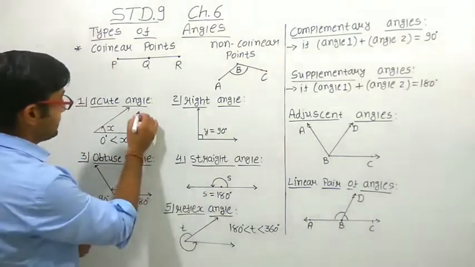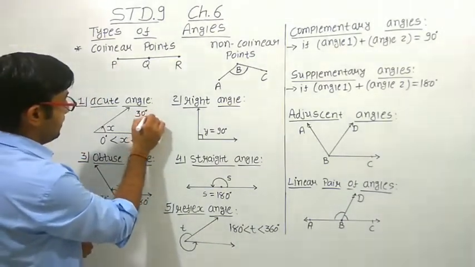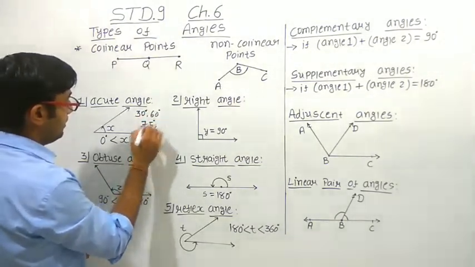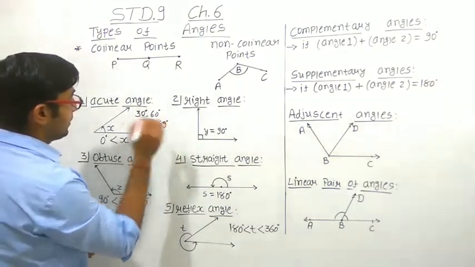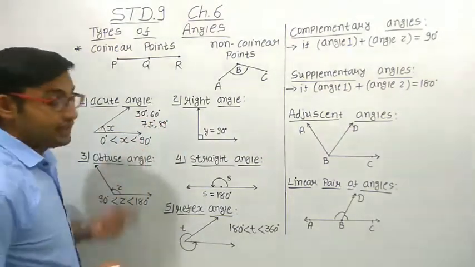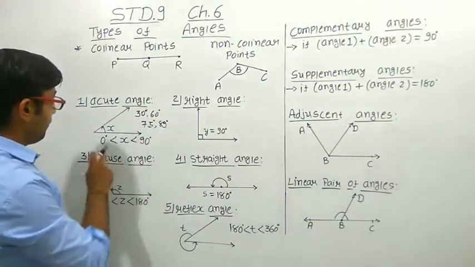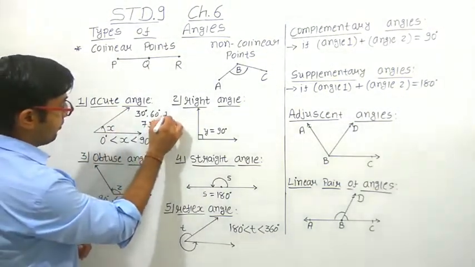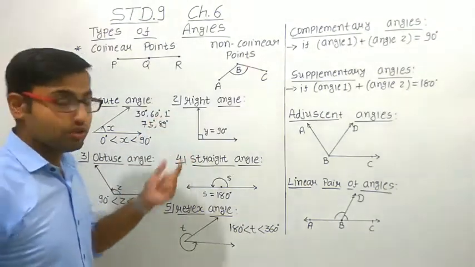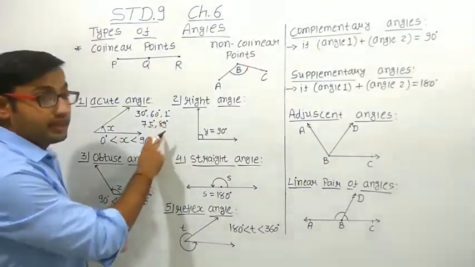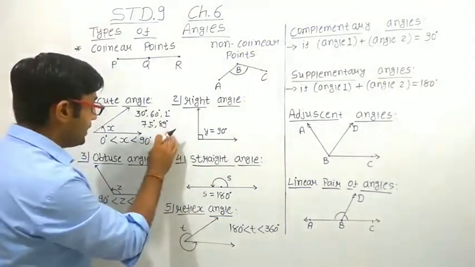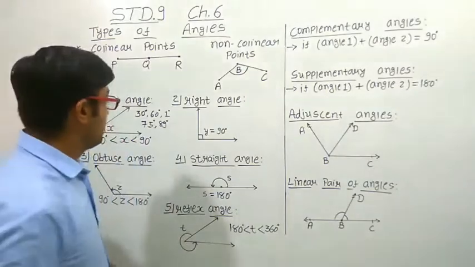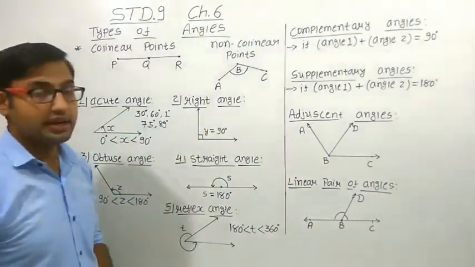We can take as examples 30 degree, 60 degree, 75 degree and 89 degree, but we cannot take 90 degree. The angles which are greater than 0 degree, we can also take 1 degree, because it is greater than 0. So if the angle value is between 1 and 89 degree, then that angle is called an acute angle.